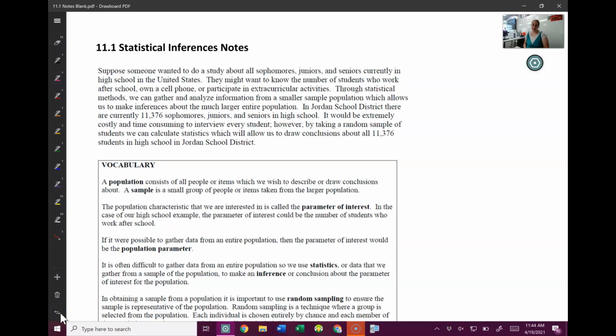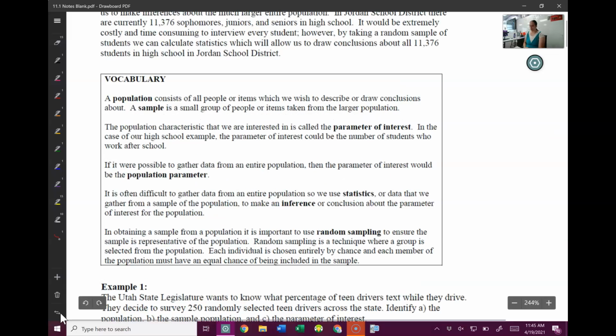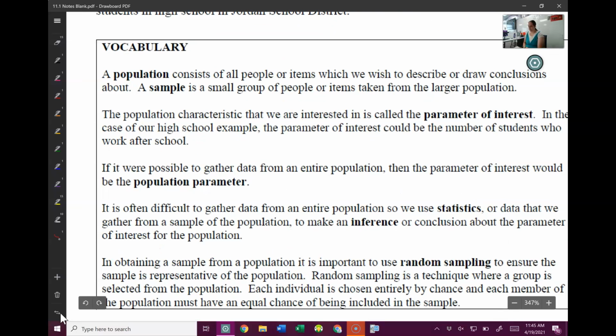Welcome to Unit 11, where we are going to talk about statistics. Now, the most important part of this chapter is getting down the vocabulary. We're going to talk about a lot of different vocabulary words today. So that's where we want to start out, so that we all know what we're talking about when we say a word. So we're going to start right here in our vocabulary box with population.